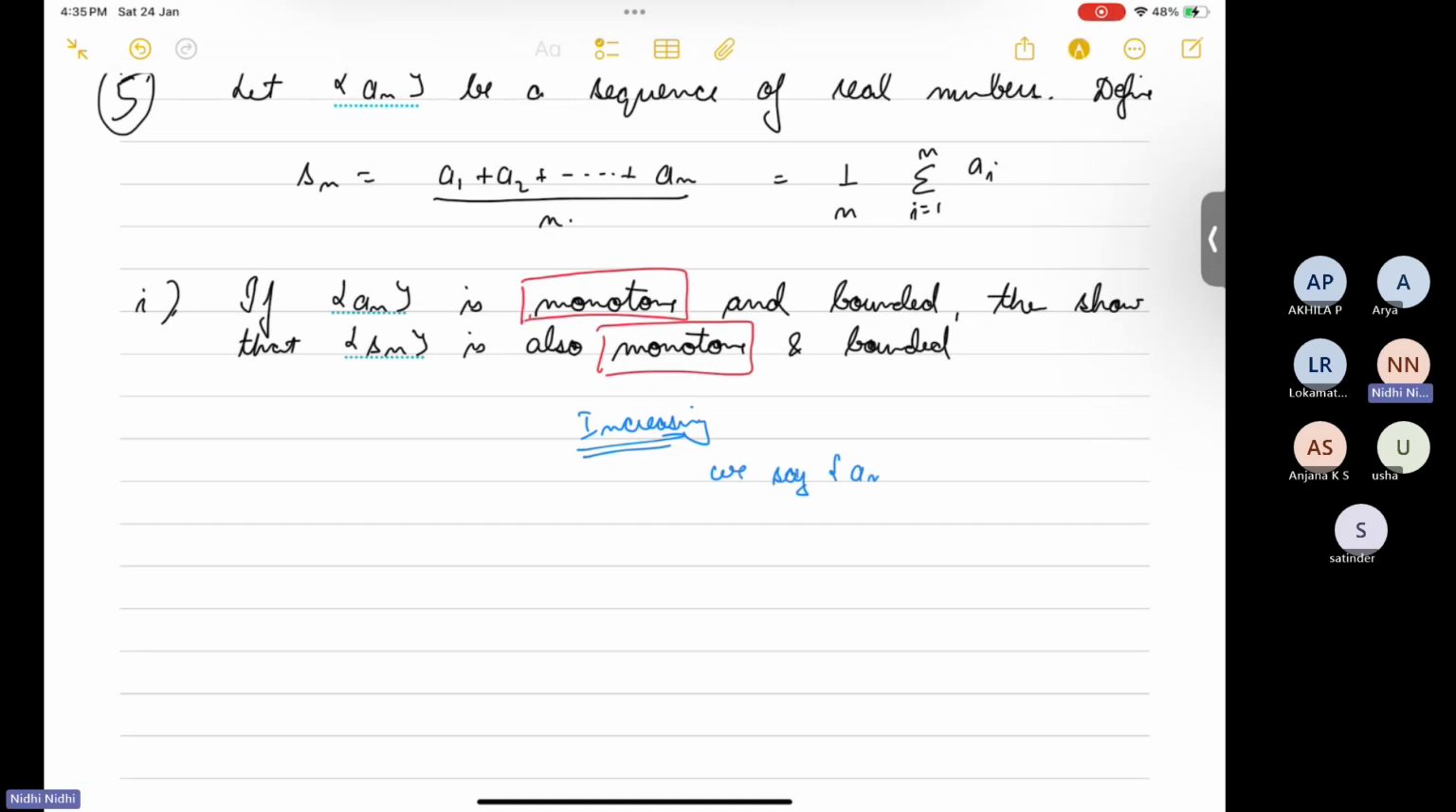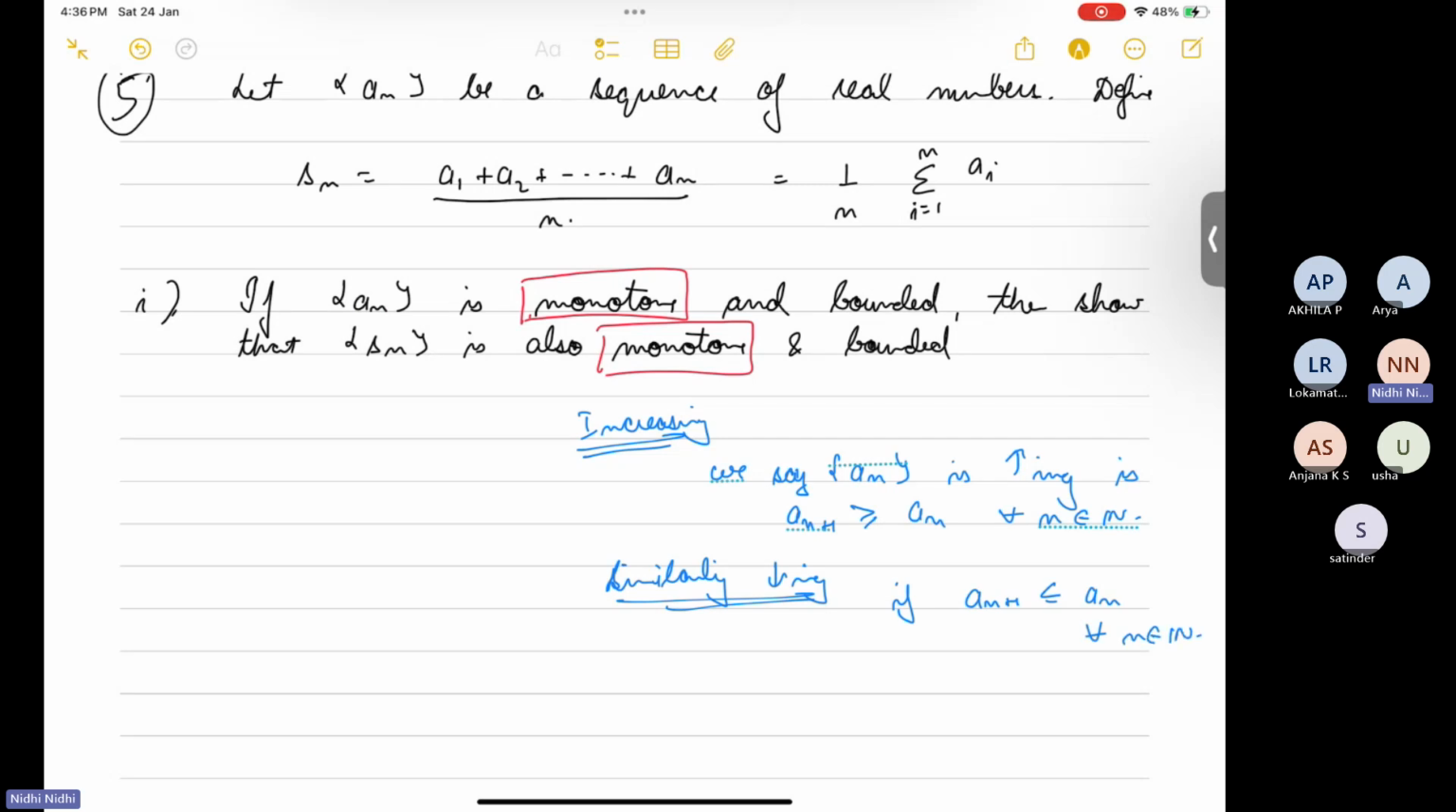We say a sequence an is, I'll be using this notation for increasing, if an plus 1 is greater than or equal to an for every n in N. Each next term is greater than the previous one. Similarly, we have decreasing, if an plus 1 is less than or equal to an for every n in N. Each next term is lesser than the previous one.